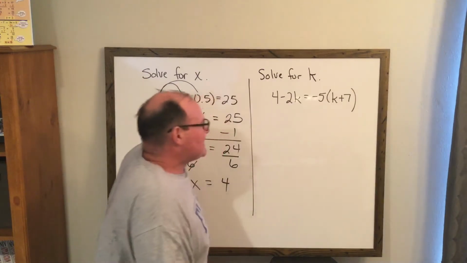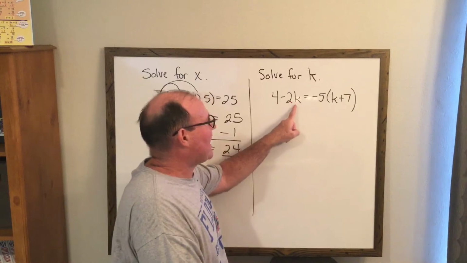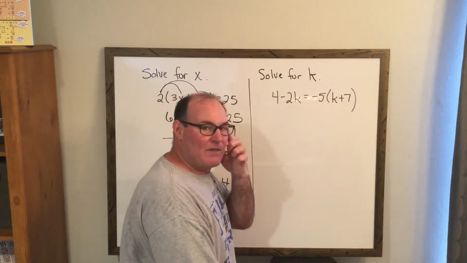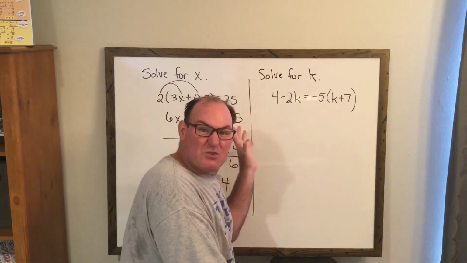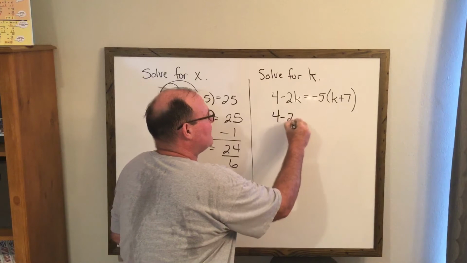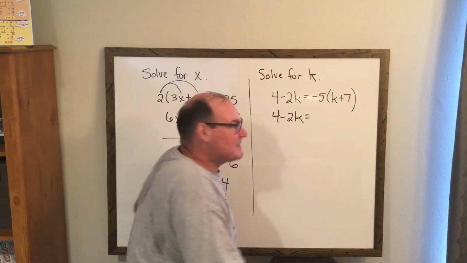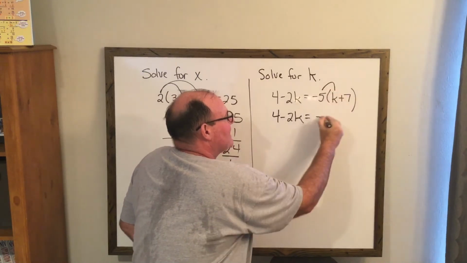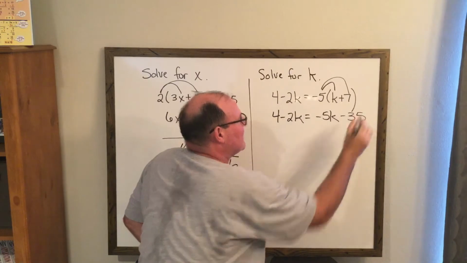We'll notice on this second equation that I have variables on both sides. I've got 2k right here, and I've got a k in the parentheses. So there's one extra step that I have to do here. So here goes. On the left, I'm going to leave that 4 minus 2k. On the right, I'm going to beautify this. Negative 5 times k is negative 5k, and negative 5 times 7 is negative 35.